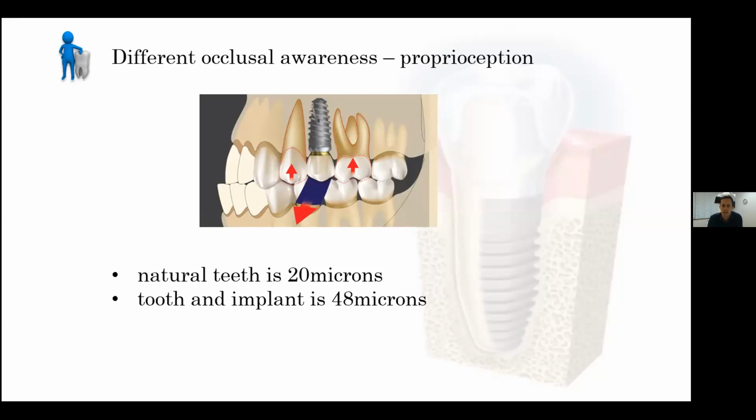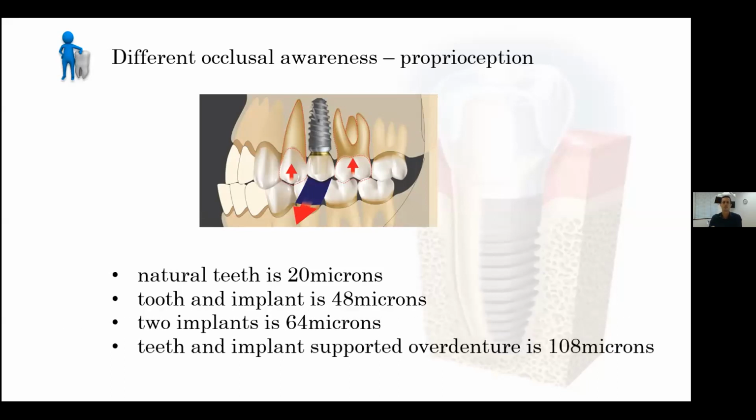So everything is going to be delayed, and it's almost double delayed because it takes 48 microns before you get occlusal awareness, and so that's sort of double. If we look at 2 implants, suddenly it springs up to more than 3 times, 64 microns to get occlusal awareness. So it takes that much longer for the muscles to react to whatever's happening between those 2 implants. And then finally, we can look at a tooth against an implant-supported overdenture, and it shoots up to 108 microns.